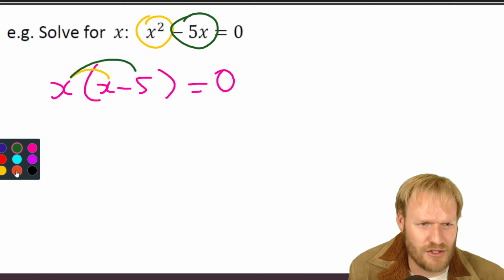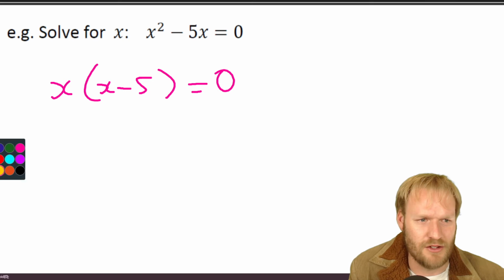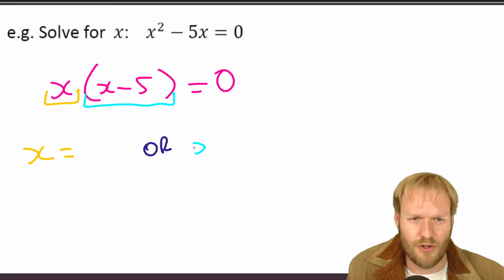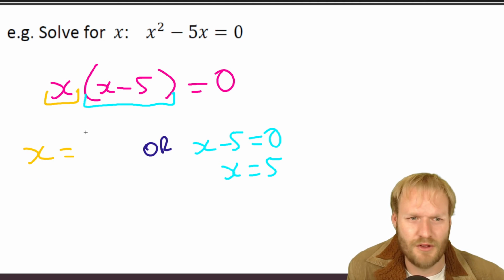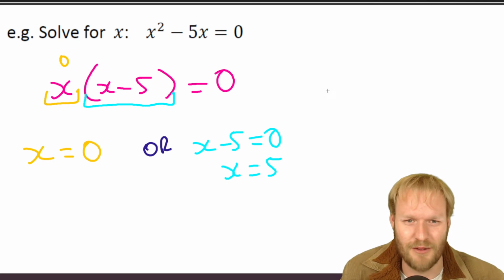So the next question is, we've got two options. Again, let me highlight them. We've got x equals something, or our second one, x minus 5 equals 0. I'm going to solve the second part for you, x equals 5. What's our first solution here? Well, x could be 0, because look, 0 times something is 0.